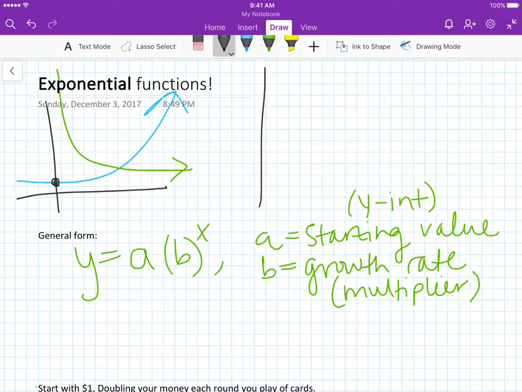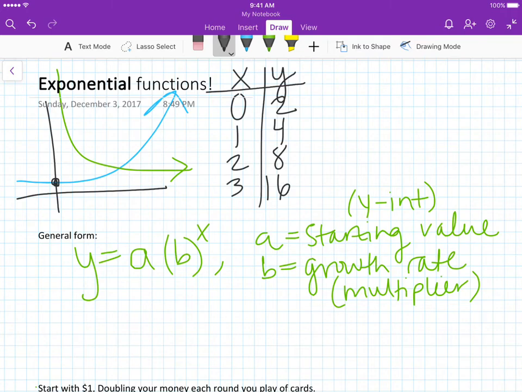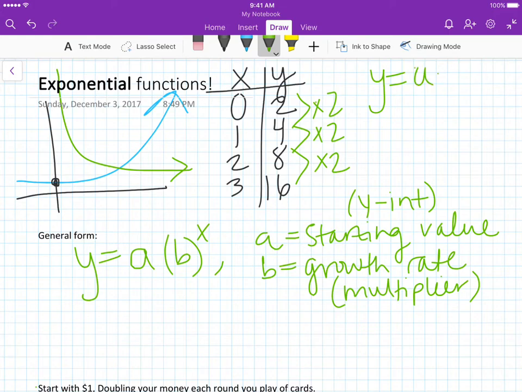I also want to talk about what it would look like in a table. So let's say we had something that started at 2, and then the next x values were 0, 1, 2, 3, and y was 2, 4, 8, 16. You can see here that this is not going up by a constant rate, but it's actually being multiplied by 2 each time.